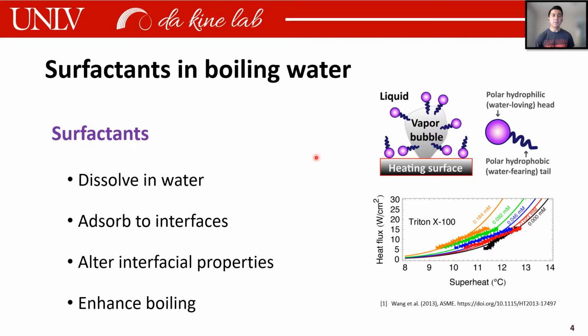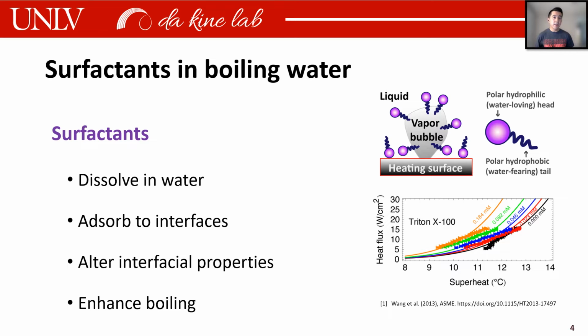Surfactants are tiny molecules that dissolve in water, absorb to the interfaces, and alter the interfacial properties of the liquid. A surfactant has two components, a hydrophilic head and a hydrophobic tail. It has been known that increasing the surfactant concentration improves the heat transfer coefficient, or lowers the wall superheat. However, we don't know exactly what amount of surfactant we need to add in the solution.